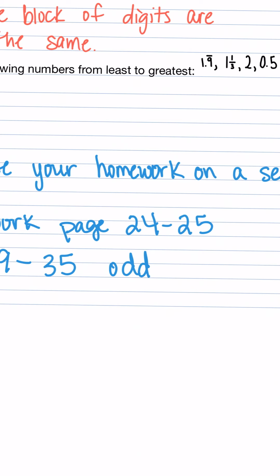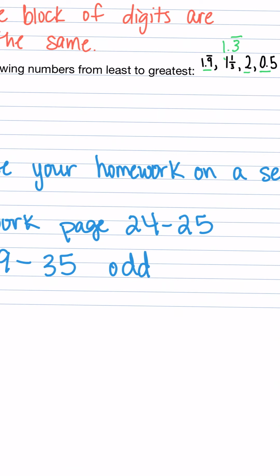And our last question, order the following numbers from least to greatest. So we need them all to be the same. So since more of them are decimal points, let's turn them all into decimals. So if we take 1 1/3 and divide the 3 into the 1, you are going to get 1.33333. So we're going to just put it as a repeating decimal.